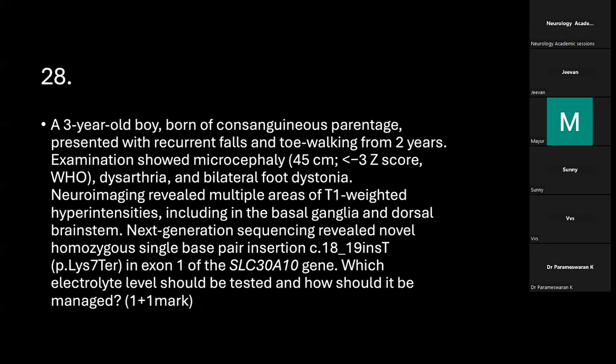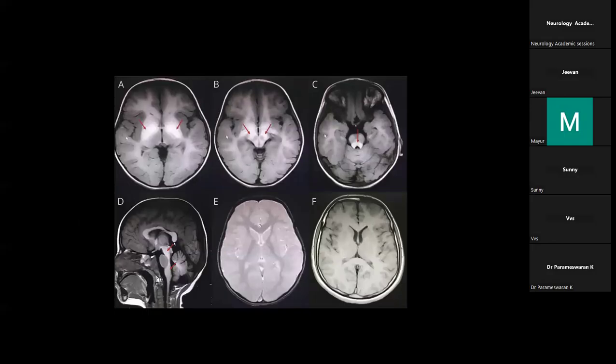Which electrolyte level should be tested and how should it be managed? This is the MRI finding, and F corresponds to a normal T1 weighted image.